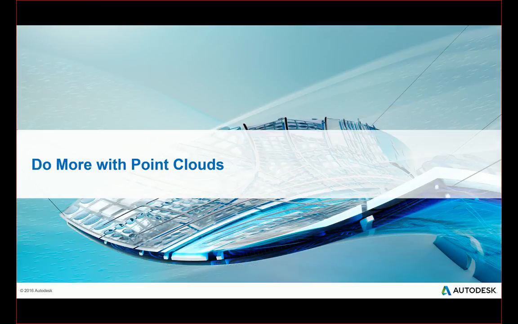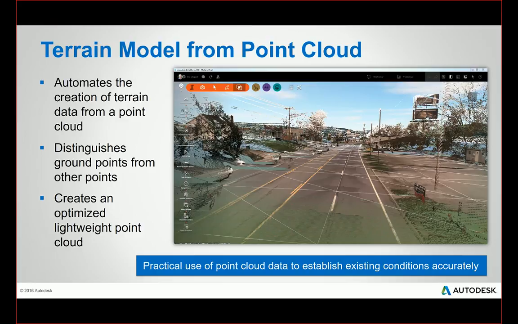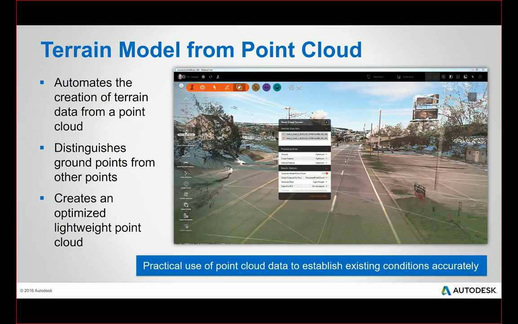All right, let's move on and take a look at some improvements to point cloud functionality within InfraWorks 360. So with the latest release of InfraWorks 360, you can turn a point cloud into terrain data very easily. So InfraWorks 360 will analyze a point cloud for you and create an optimized ground surface and extract vertical information like light poles and trees and signage and things like that.